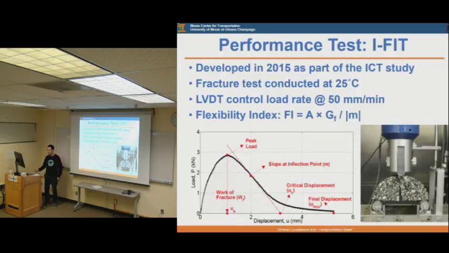First, I'll give a brief introduction of the Illinois Flexibility Index Test. It was developed in 2015 as part of the ICT study. It's a modified semicircular bending test conducted at normal room temperature, 25 degrees C, and it uses LVDT-controlled load rate at 50 millimeters per minute. By adding another index called slope at inflection point, the flexibility index can be calculated using this equation.